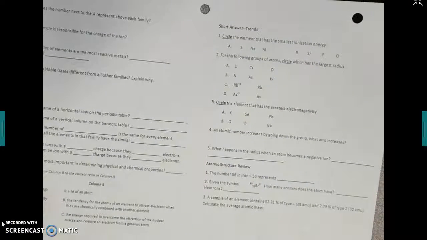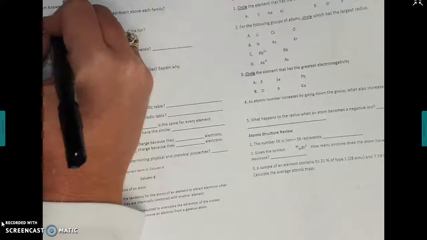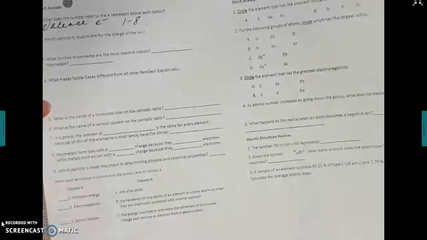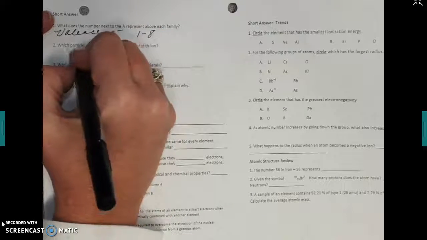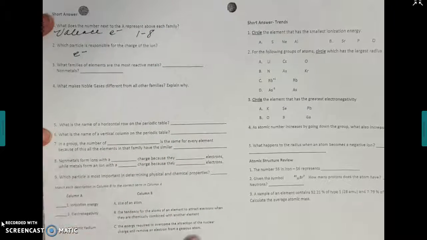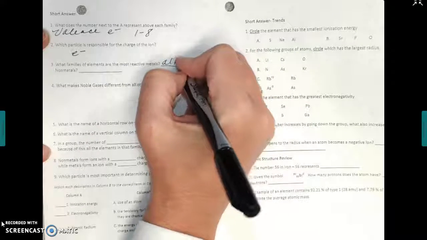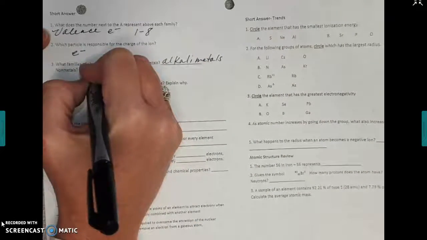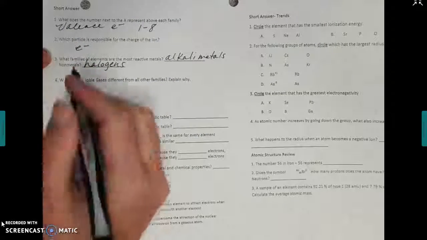Okay? All right, flipping over to the back. What does the number next to the A represent in each family? Good, the valence electrons. And we go 1 to 8. Which particle is responsible for the charge of the ion? The electron. What families of elements are the most reactive metals? Alkali metals. And for nonmetals, it is the halogens. Good. What makes noble gases different from other families?